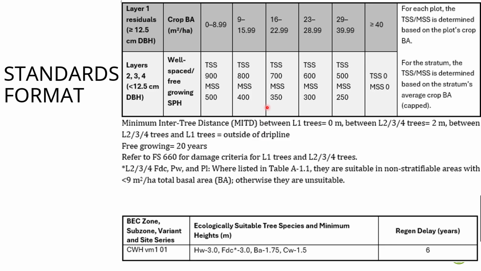You also need to assess compliance across the entire stratum. To do that, you have to determine the stratum's average crop basal area using CAT values. That average then sets the stratum's MSS, which needs to be met overall.